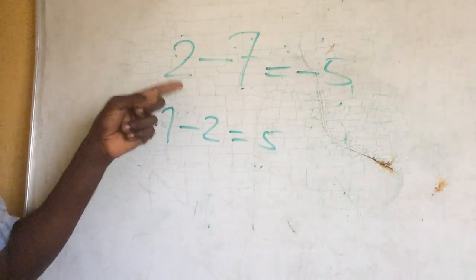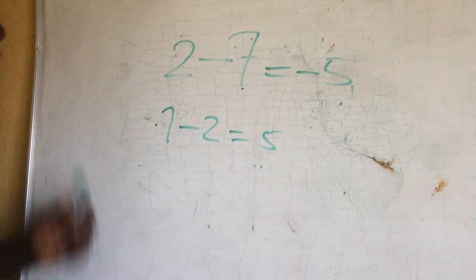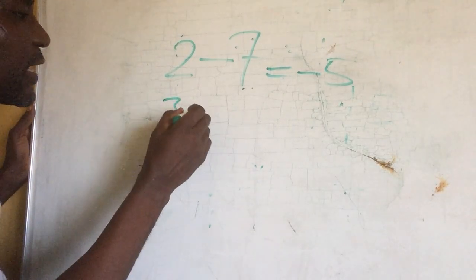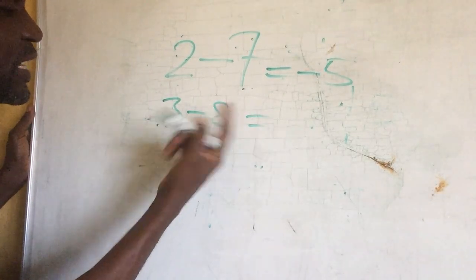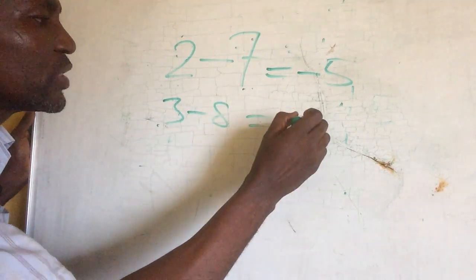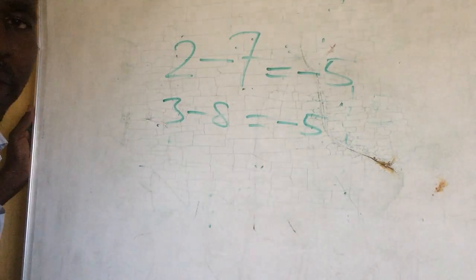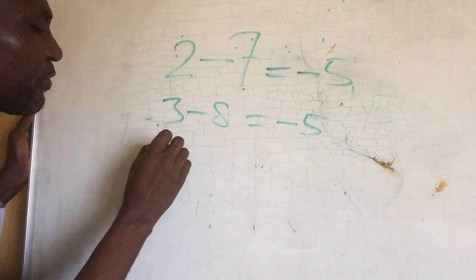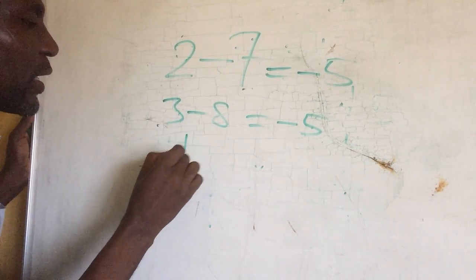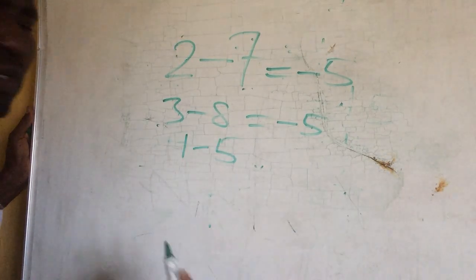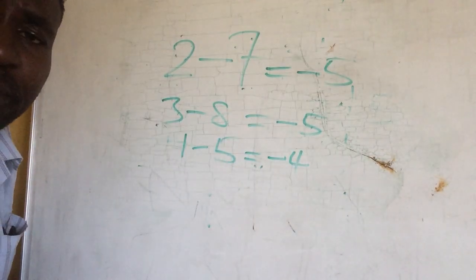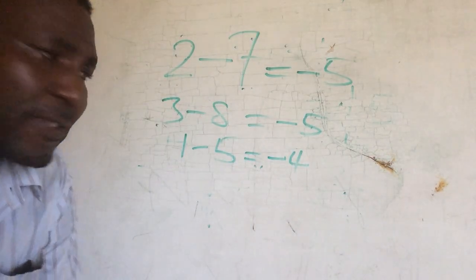So what you just do is take away that number out. If you have 3 minus 8, you just take away 3 out of 8. Remember that the answer will still carry minus. When you have 1 minus 5, you just take away 1 inside here. It will still remain 4 that are still hungry. That's a simple thing.